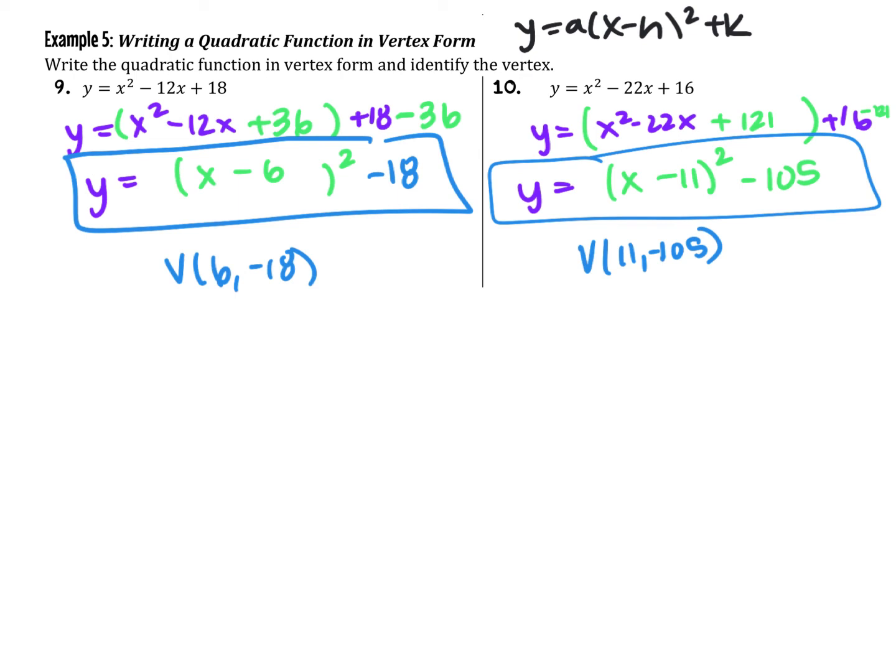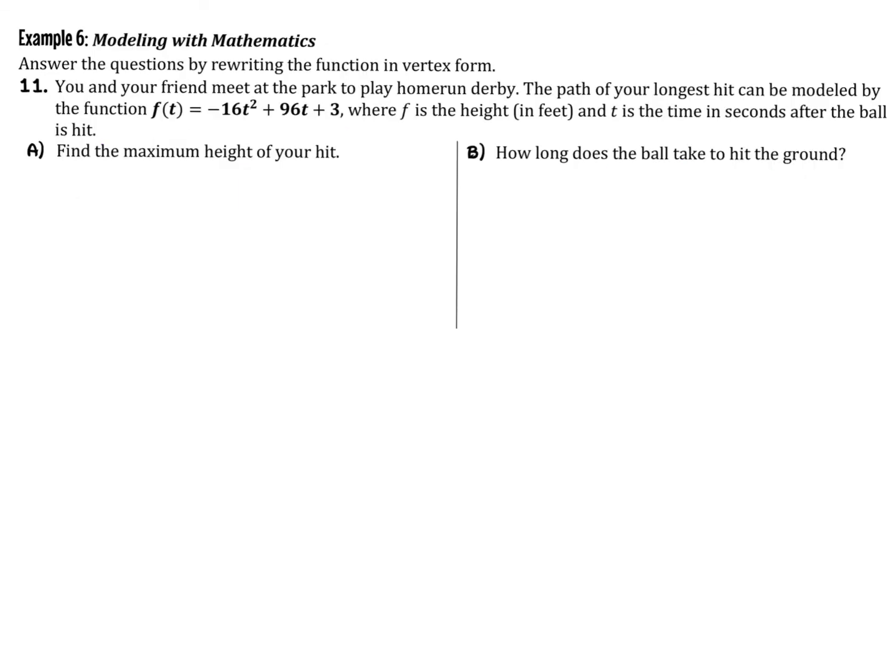Okay, the very last thing we're going to look at in this video is how to extend this to some word problems. All right, answer the questions by rewriting the function in vertex form. So the directions are specifically telling us to write the function in vertex form. There may be other ways to go about doing a problem like this, but we need to start by writing our function in vertex form.